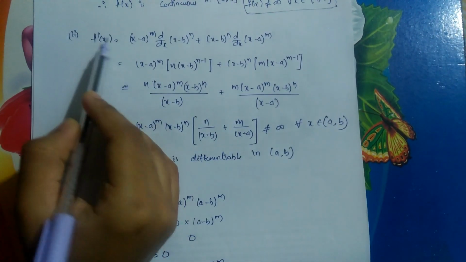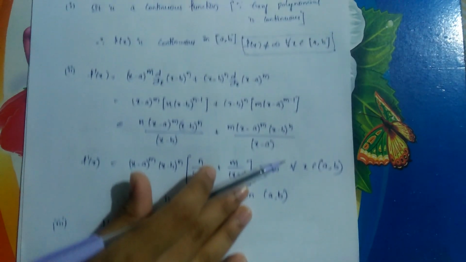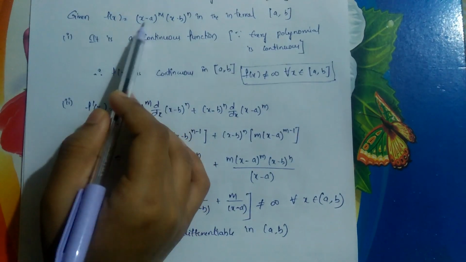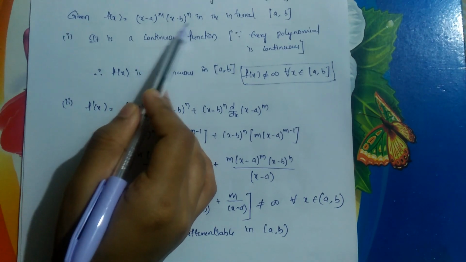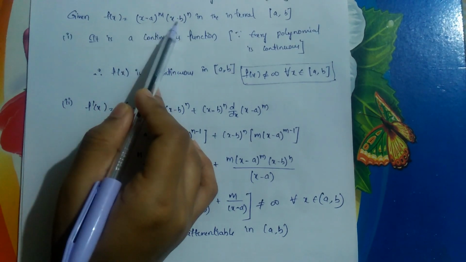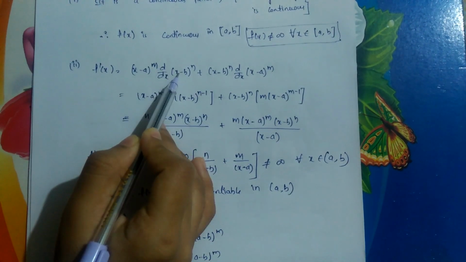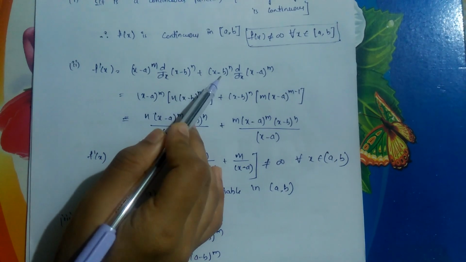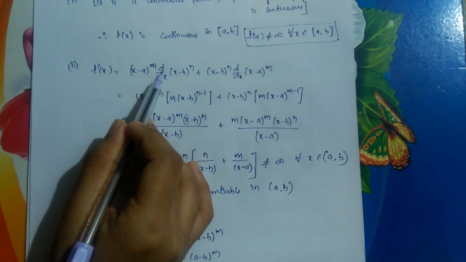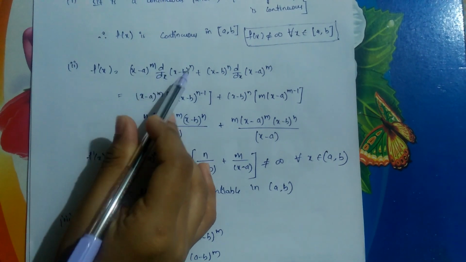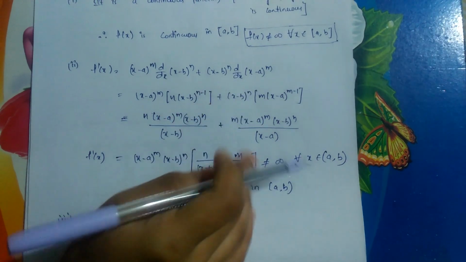So f of x differentiation, that is f dash of x is equal to, here we are applying the UV method because (x minus a) whole power m is one function and (x minus b) whole power n is another function. The multiplication of two functions, here we are applying the UV method. So first function into derivative of second function plus second function into derivative of first function, that is (x minus a) whole power m into d by dx of (x minus b) whole power n plus (x minus b) whole power n into d by dx of (x minus a) whole power m.